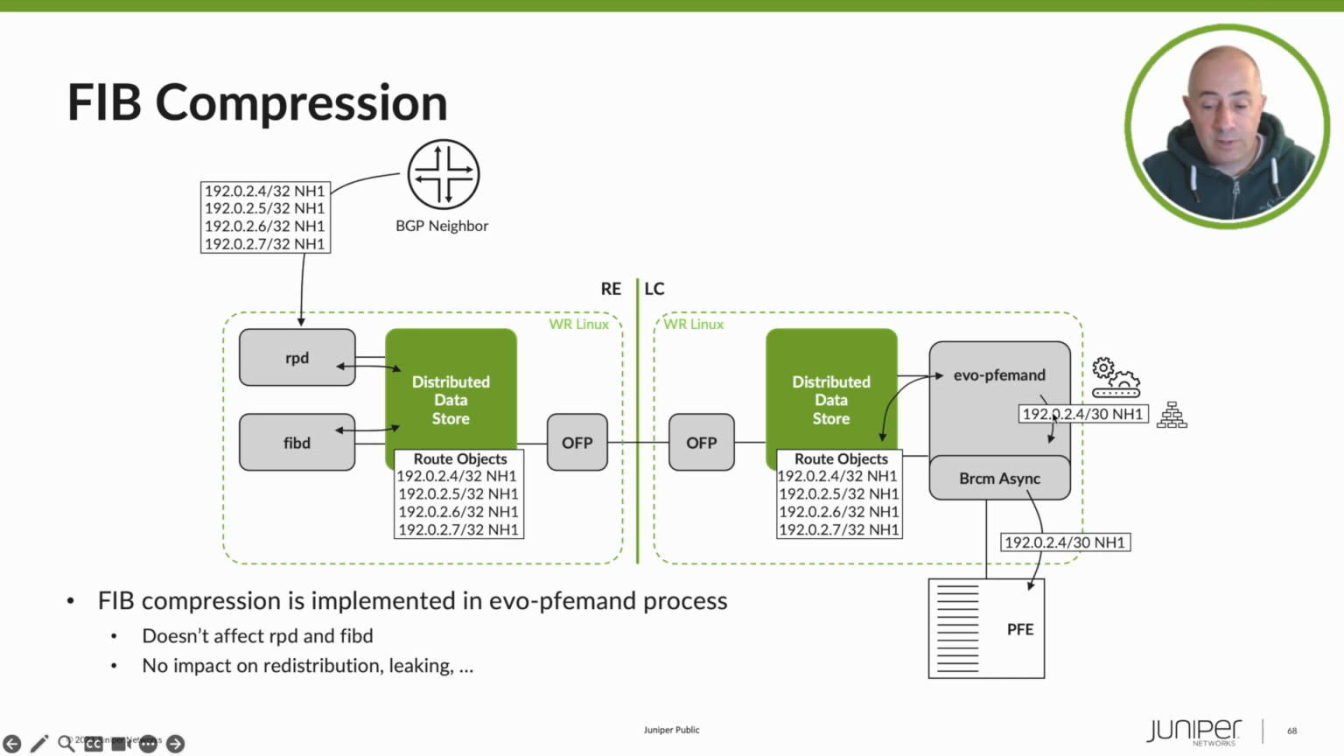Inside the Evo PFE MND process, we have this block called Broadcom Async, and this is where we're going to apply all the logic of the compression. So that means it will have no impact on your RPD, FIBD, and however we're going to distribute the routes between processes. It will not impact your redistribution, the route leaking, or anything. It will be fully transparent from a control plane perspective. It is only a local decision happening at the very last moment when we program the route inside the hardware.